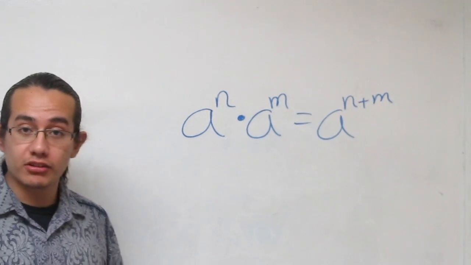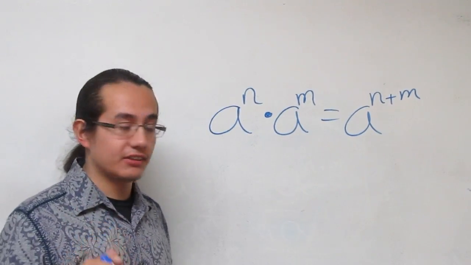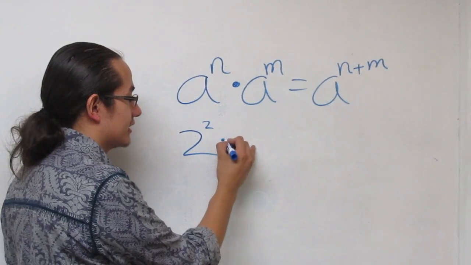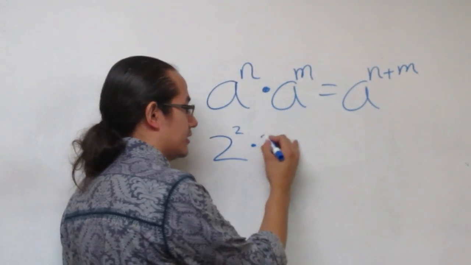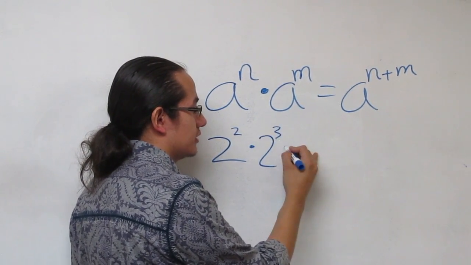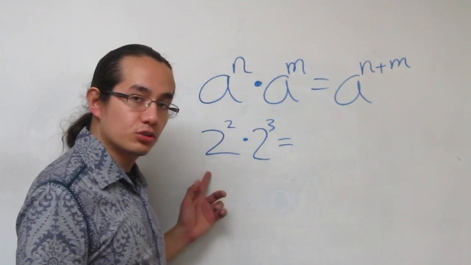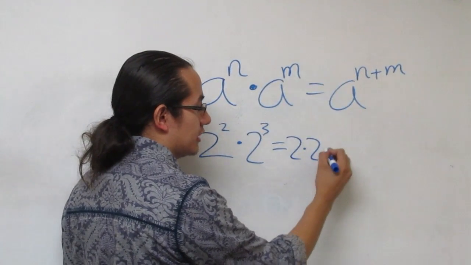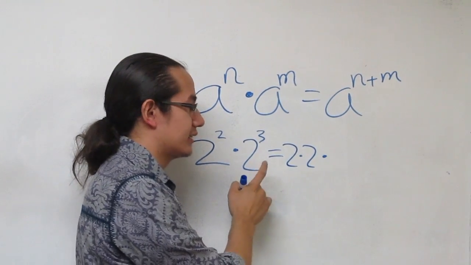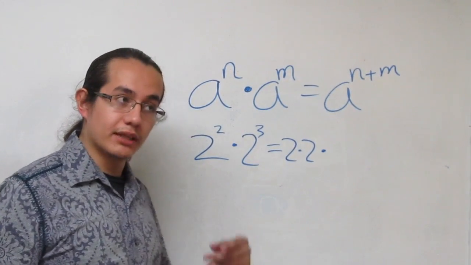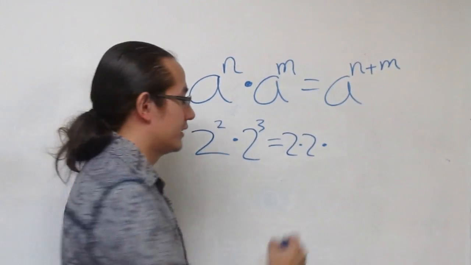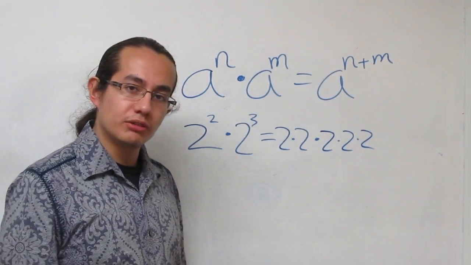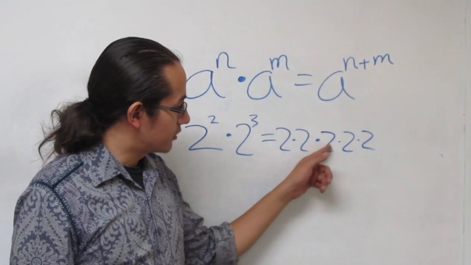And this is the rule you have to remember, but why does it work? So let's give this a shot. Let's say we have 2 squared times 2 cubed. What does that mean? What's 2 squared? That means 2 times 2. So we have 2 times 2, and then we're multiplying it by 2 cubed, which is 2 times 2 times 2. There's 3 of them. 2 times 2 times 2. How many 2's do we have? 1, 2, 3, 4, 5.